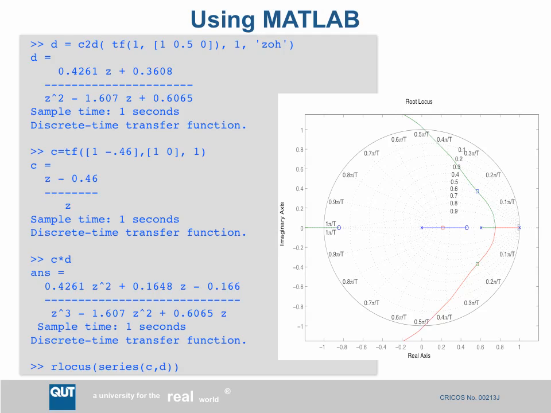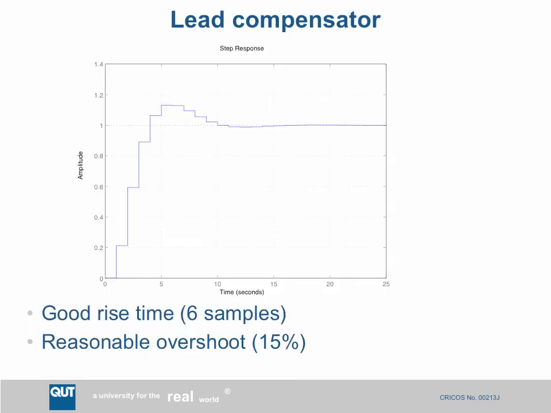I passed that C multiplied by D together. That's the open loop dynamics of the system. I pass that into the root locus function, and there you see the root locus that I plotted before. And I choose the gains to get the closed loop poles where I want them. If we look at the step response for our lead compensator, it looks something like this, and that's not a bad compromise. Its rise time's about 6 samples, and the overshoot is reasonable, maybe about 15% or so.